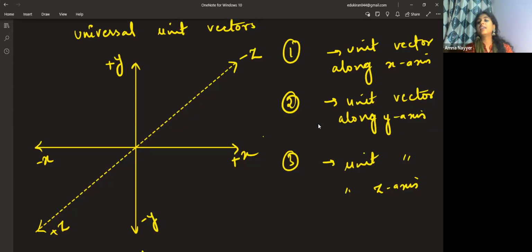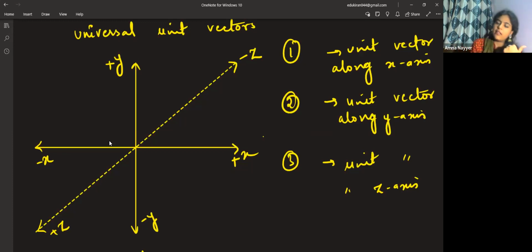See, universal unit vectors. Some of the unit vectors are fixed with reference to the axes which are present. Like if I want to tell you the unit vector along x-axis, I want to tell you the direction of forces along x-axis. I will tell you the unit vector that is present along x-axis, so I'll get the direction, right? So this part is becoming easier: right, left, up, down, along x-axis, along negative x-axis, y-axis, z-axis, right? So you have these axes in your system.